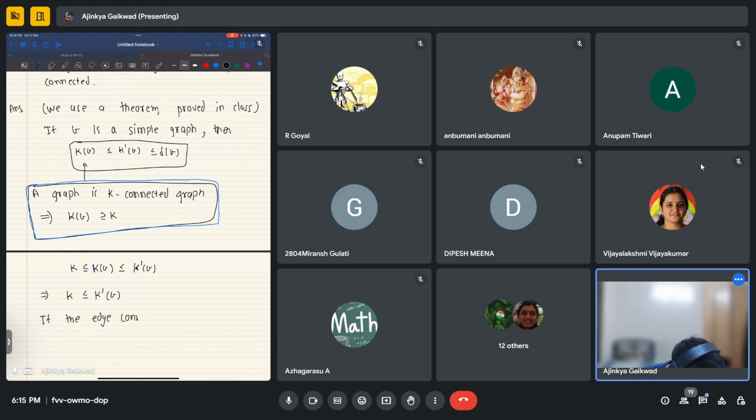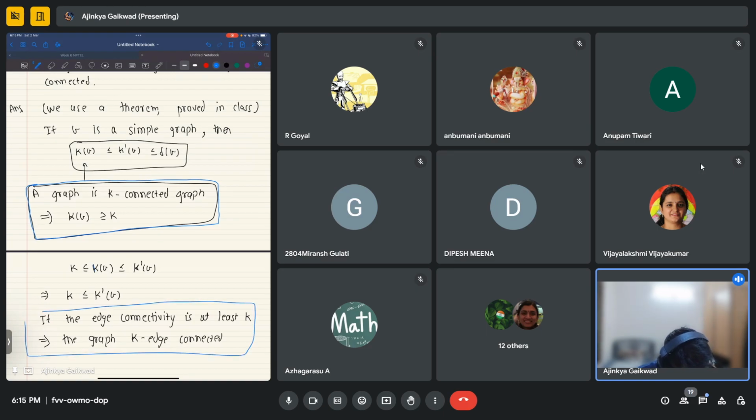edge connectivity is at least k, then it implies that the graph is k edge connected. Let's look at the statement in this blue box. Is it clear? If the edge connectivity of my graph is at least k, then it implies that the graph is k edge connected. Why is this true?